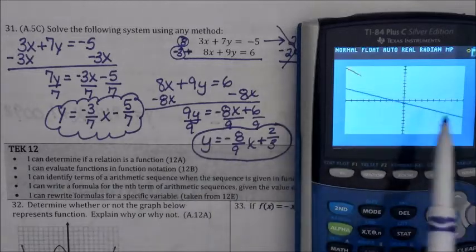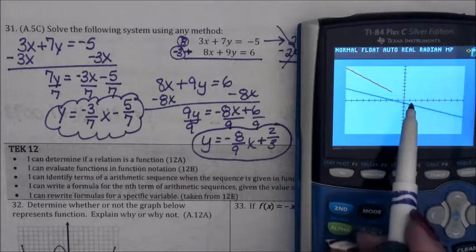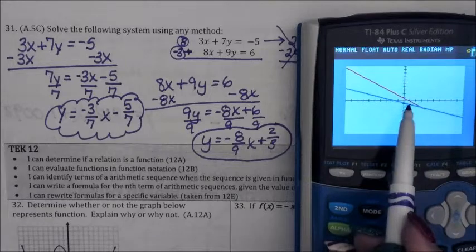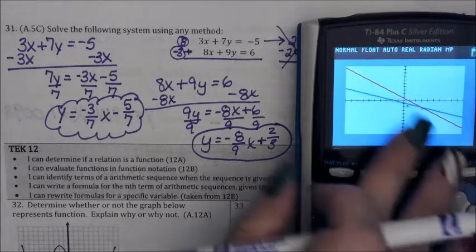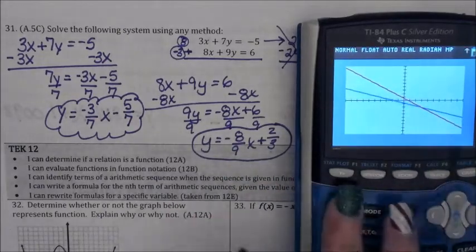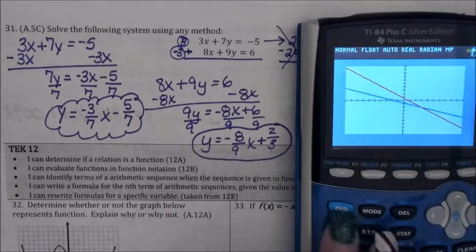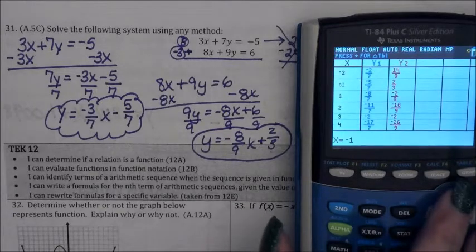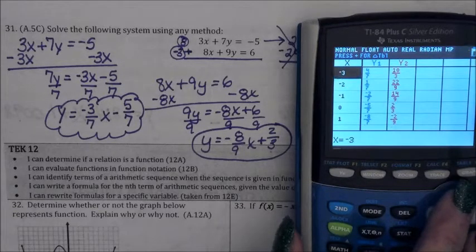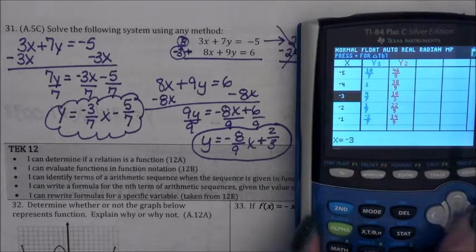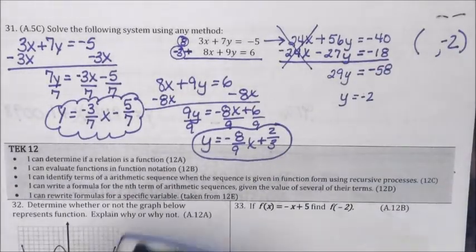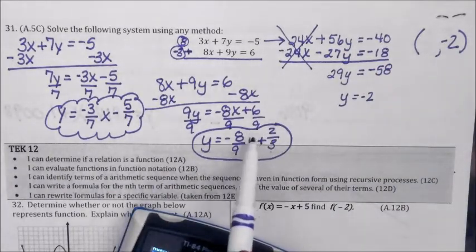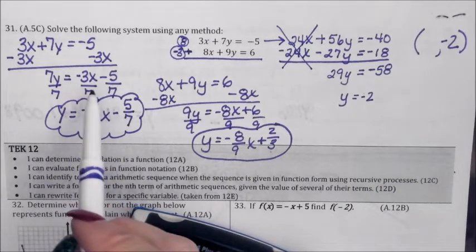Negative 2, 1, I bet is where they meet, right there. Oh, nope, negative 2, is it 3, negative 2? Is that where it ends up meeting? Let's see. Oh, no, I guess you can't see it. I know the y value said negative 2. Did I punch it in wrong? Let's see.